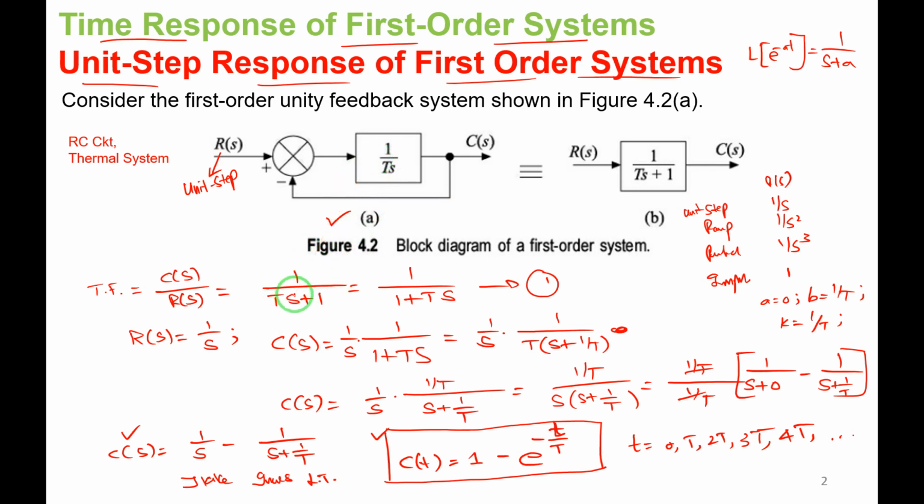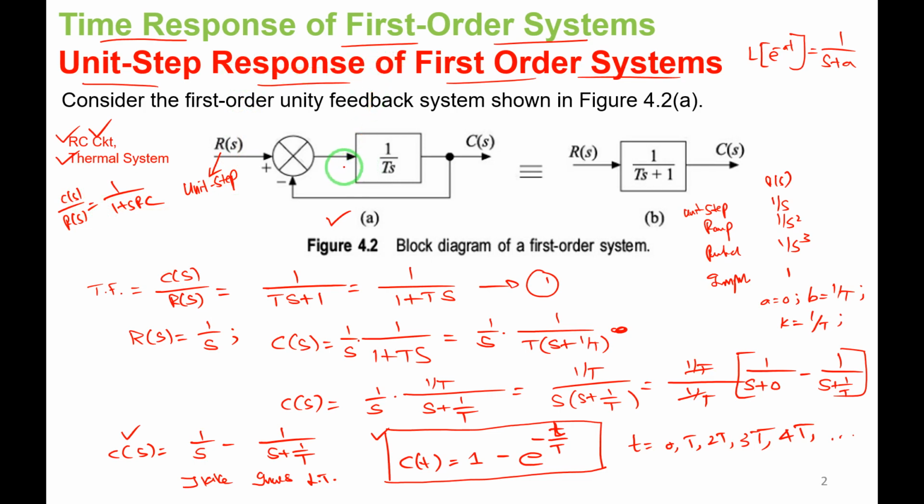Yesterday, while discussing, I told you a first order system may represent a simple RC circuit, or it may represent some thermal system also. If it is an RC system, we already saw the transfer function in the previous chapter: C of s by R of s is equal to 1 divided by 1 plus SRC. You can compare with this. 1 divided by 1 plus SRC means T is RC, the time constant. It depends on the values of R and C if it is an RC circuit. If it is a thermal system, the parameters may vary; the time constant depends on some other parameters. I hope you understood. This is how we have derived the unit step response of the first order system.